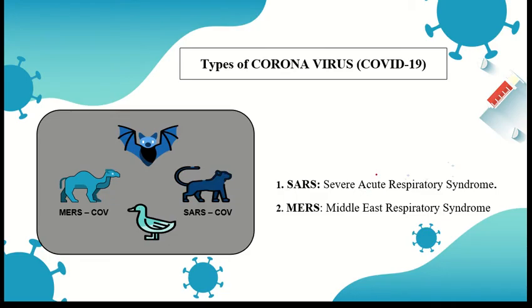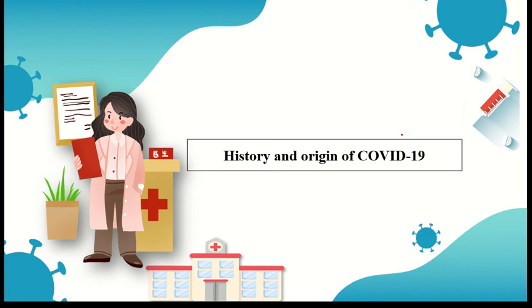Types of coronavirus COVID-19. It has two types. First of all, SARS, which means severe acute respiratory syndrome. And the next one is MERS, Middle East respiratory syndrome. History and origin of COVID-19.